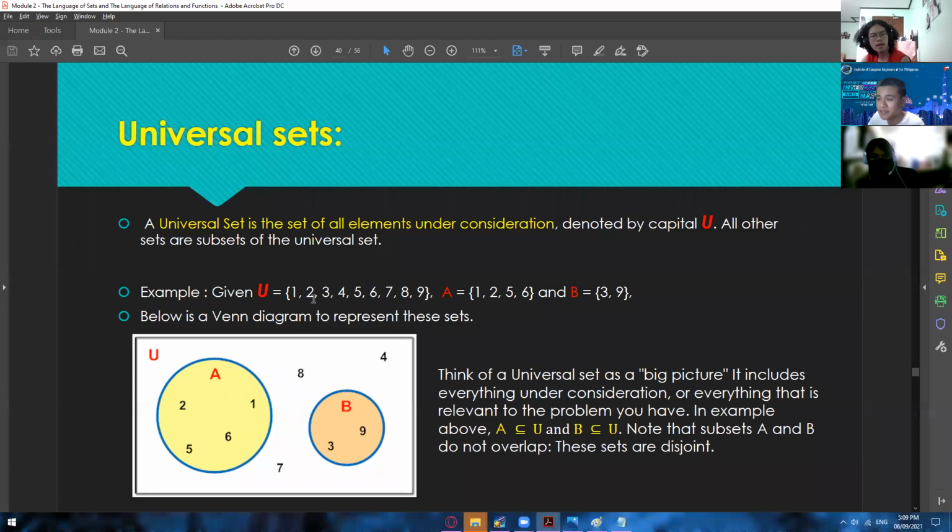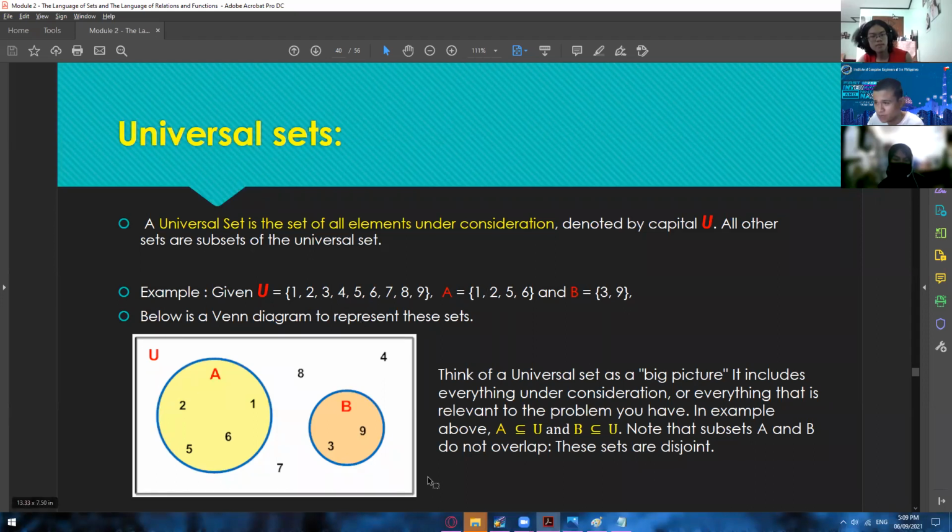Again, it has a limitation. That doesn't mean that it's unlimited or not bounded. Here, it's bounded by these elements. Given U is equal to 1, 2, 3, 4, 5, 6, 7, 8, 9, those are the elements that it can contain. Then we have set A, which has the elements 1, 2, 5, 6, and set B, which contains the elements 3 and 9. Below is a Venn diagram to represent these sets.